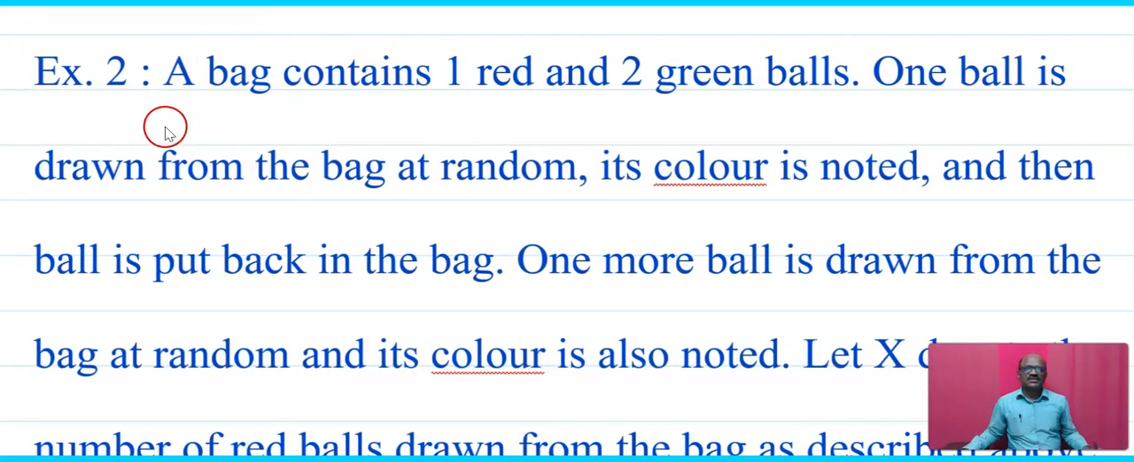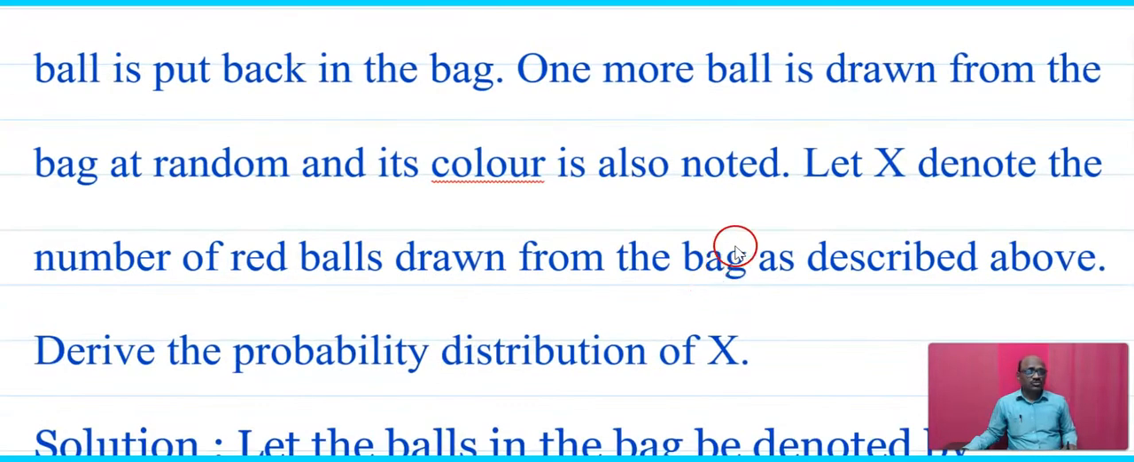Now the next example. A bag contains 1 red and 2 green balls. One ball is drawn from the bag at random. Its color is noted and then the ball is put back in the bag. One more ball is drawn from the bag at random and its color is noted. Let X denote the number of red balls drawn from the bag as described above. Derive the probability distribution of X.